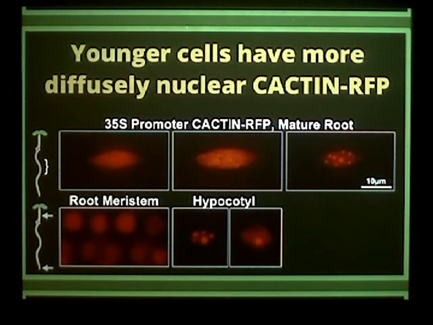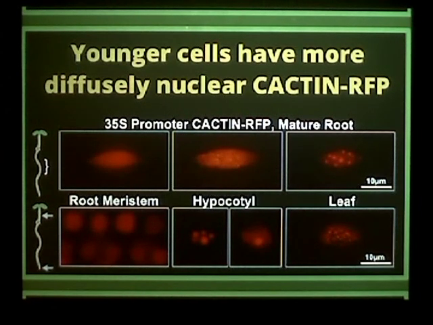The hypocotyl, which is kind of like the stem of the seedling, I tend to see these larger speckles within the nuclei. Those cells have smaller nuclei. And in leaf cells, I kind of see this intermediate state where it's not as discrete of speckles as in some of the other cells.